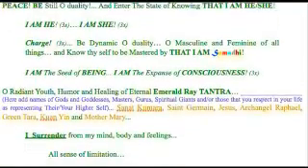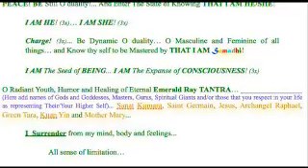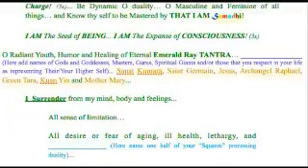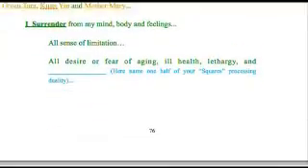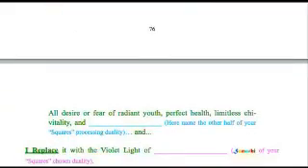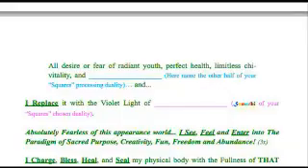O radiant youth, humor, and healing of eternal Emerald Ray Tantra. Sonnet Kamara, Saint Germain, Jesus, Archangel Raphael, Green Tara, Kuan Yin, and Mother Mary. I surrender from my mind, body, and feelings all sense of limitation, all desire or fear of aging, ill health, lethargy, and selfishness. All desire or fear of radiant youth, perfect health, limitless chi, vitality, and gratitude. And I replace it with a violet light of presence.